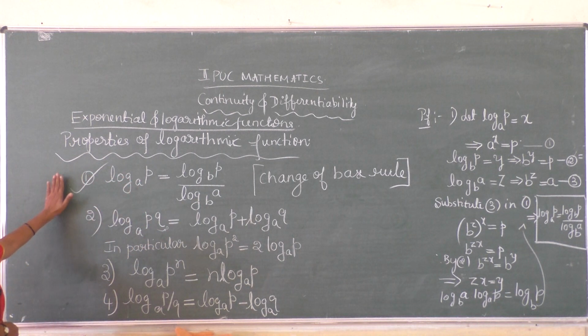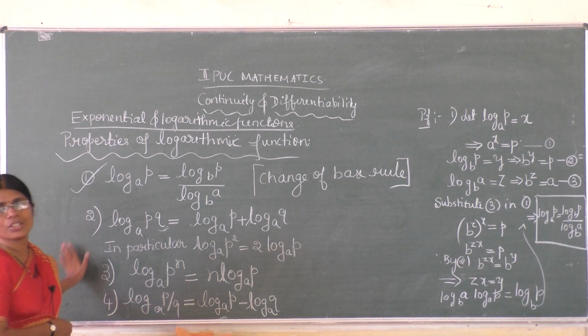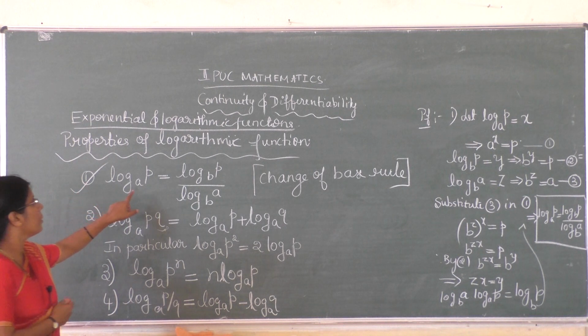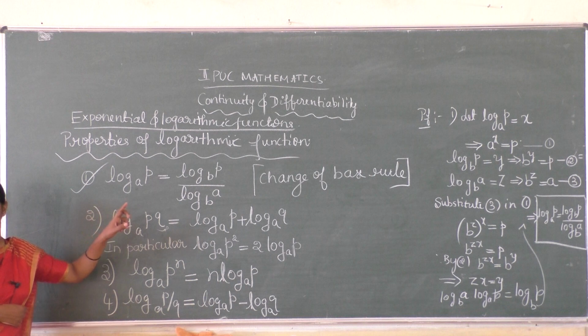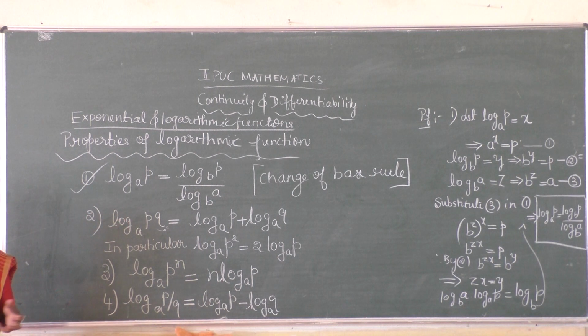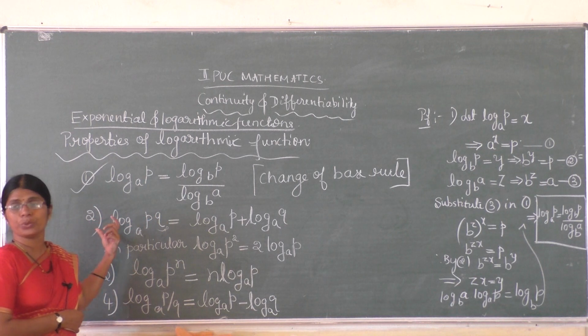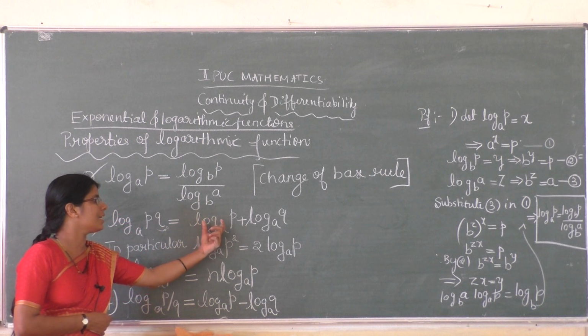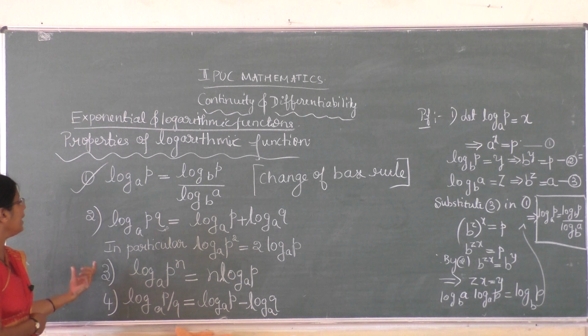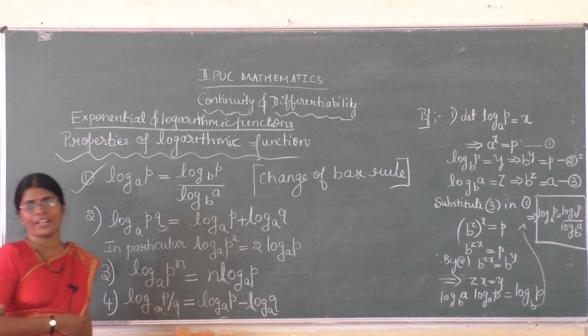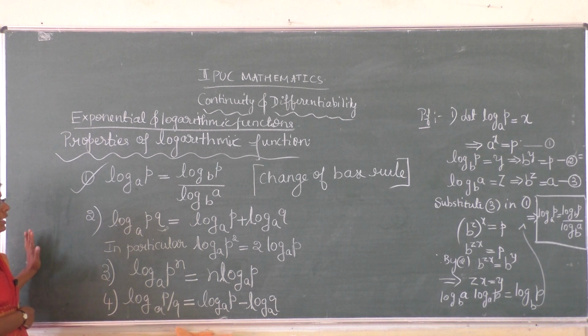These properties are important, because using these properties we have to solve some problems. Some problems we cannot solve with the given base, so we have to change the base. Here we apply this. Sometimes a product is given, so we cannot simplify easily. In that case we take the logarithm, because the logarithm of a product becomes a sum. If you get a quotient, then if you take the logarithm we get the difference. So all the properties are important.